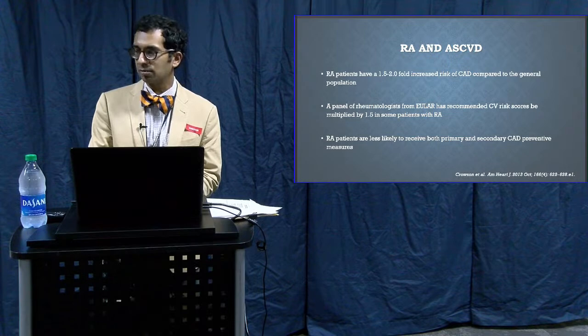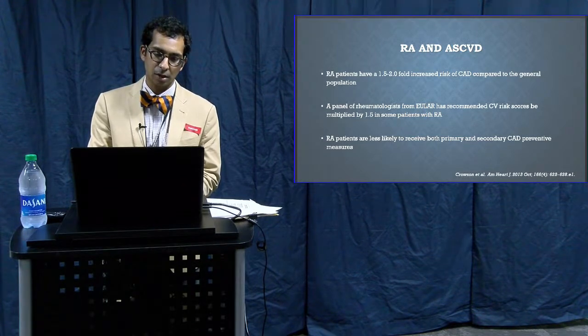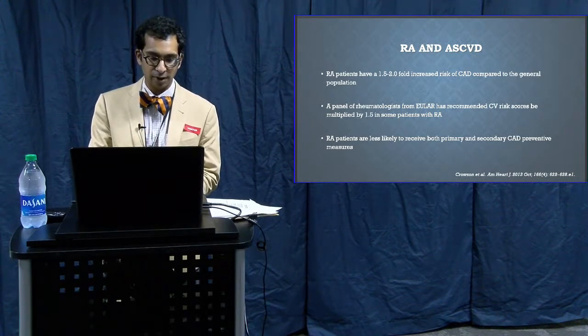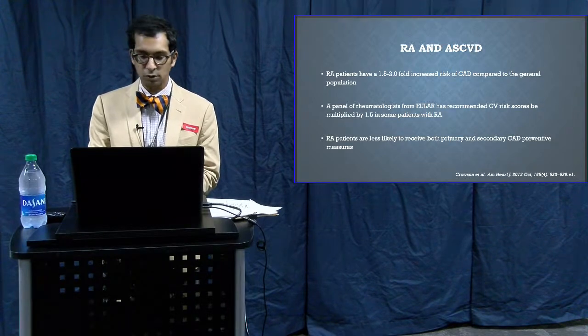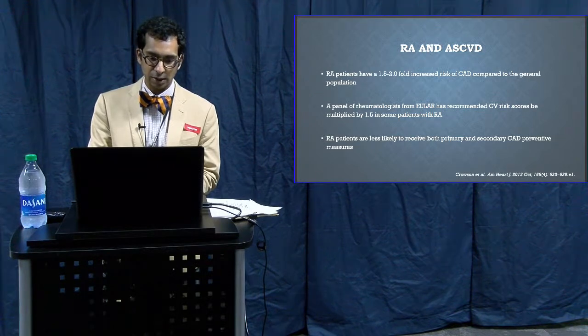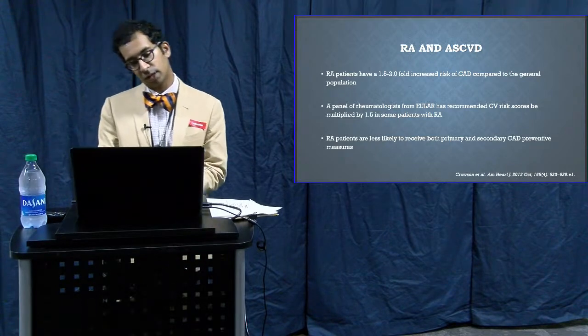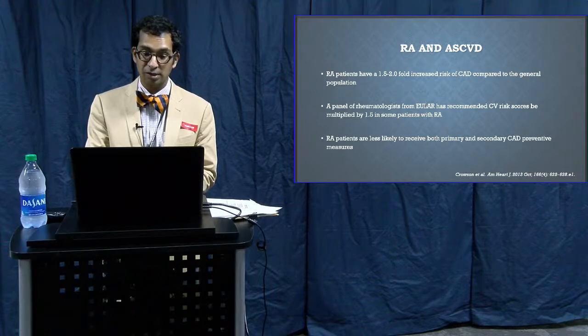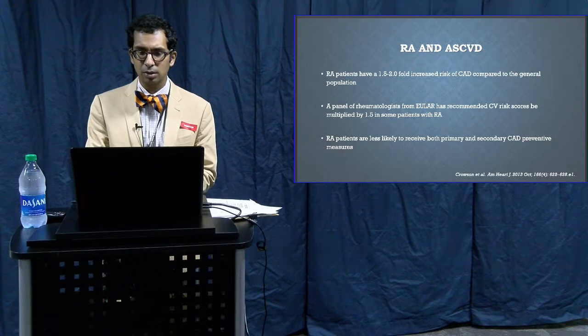There was a panel from the European League Against Rheumatism, where rheumatologists had recommended CV risk scores, some of these Framingham risk scores, be multiplied by a factor of 1.5 in some patients with rheumatoid arthritis to account for that increased risk. And RA patients are less likely to receive both primary and secondary CAD preventive measures. And so I think that's really important, that primary care physicians or cardiologists can help work with rheumatologists to address that need, making sure that patients have adequate primary or secondary CAD prevention measures.